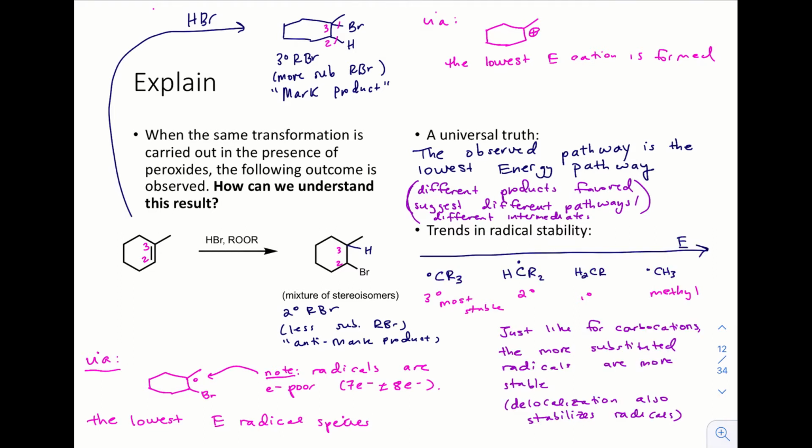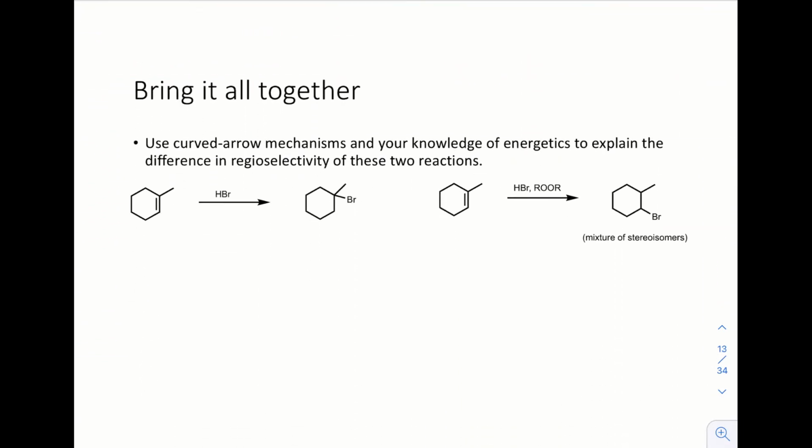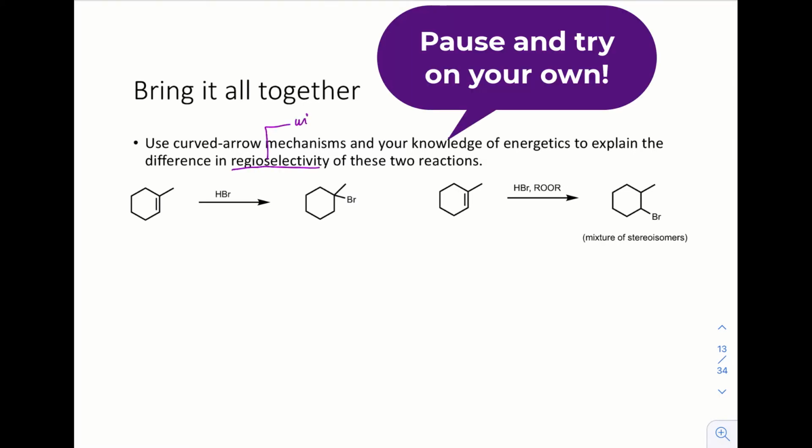So both of these processes proceeded via the lowest energy species. It's just that those species were different. The carbocation in the case of HBr addition in the absence of peroxides, and the radical in the presence of peroxides. So once we feel comfortable with this outline, once and for all, let's explain the differences in regioselectivity. So which constitutional isomer product was favored between these two reactions?